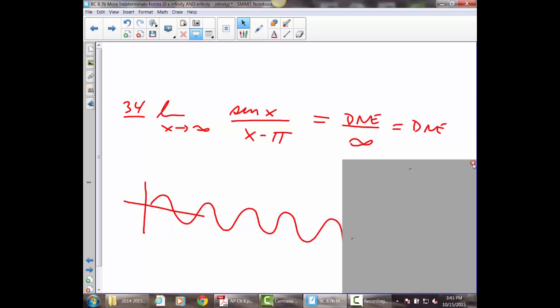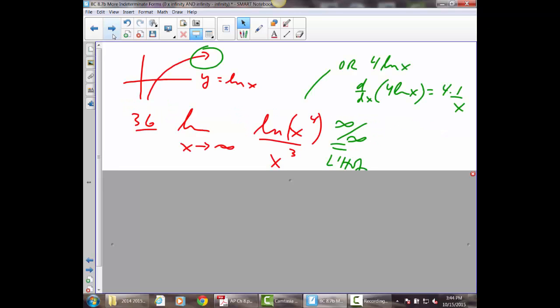What happens is the limit simply doesn't exist, and the reason is because as I move further and further and further to the right, my sine of x does not approach a particular number. It just keeps bouncing back and forth between all the real values between negative 1 and 1.